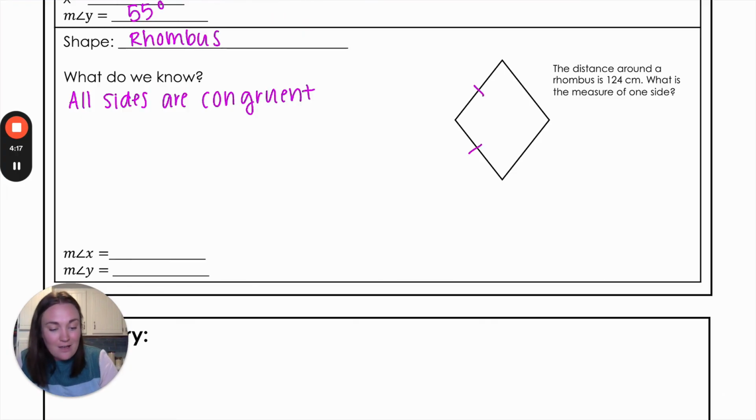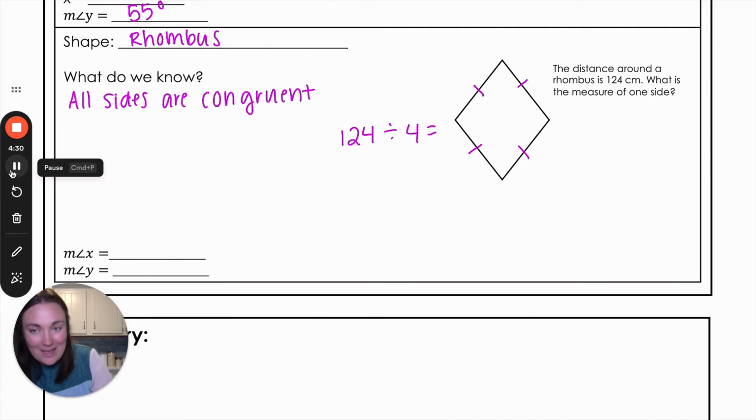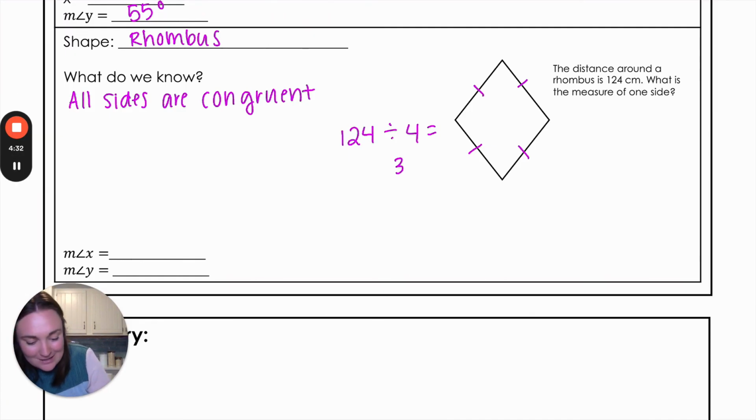If I know that all 4 sides are equal, and I know the whole way around is 124, then if I take that 124 and divide it by those 4 equal sides, I'm going to get that missing side length. And when I do that, I get that each side is going to be 31. So each one of those sides is 31 centimeters.